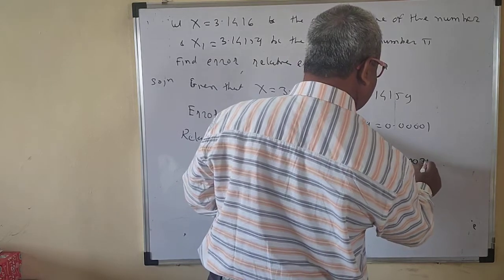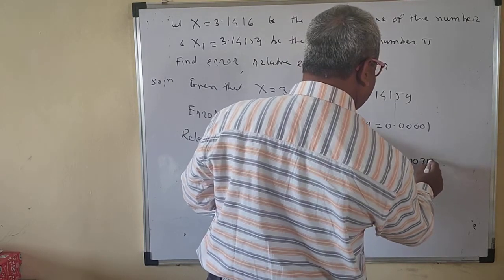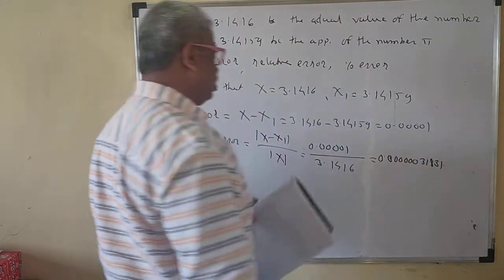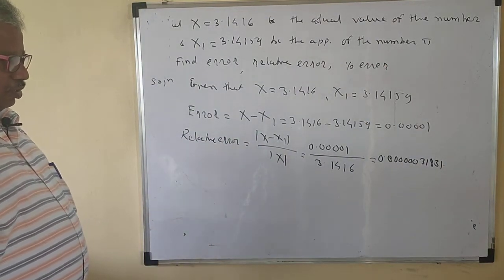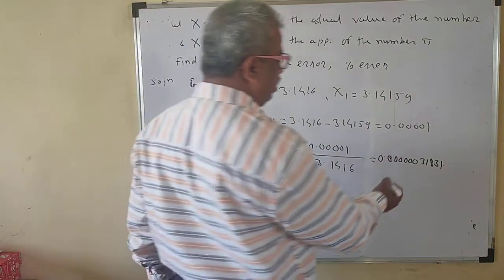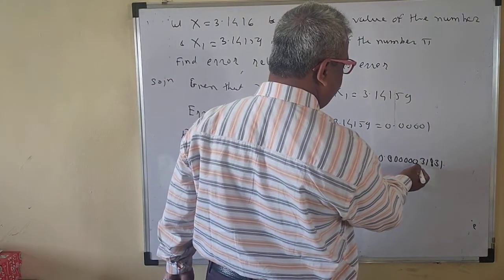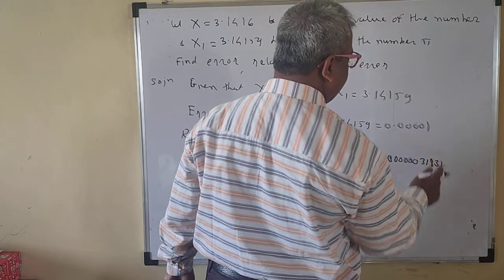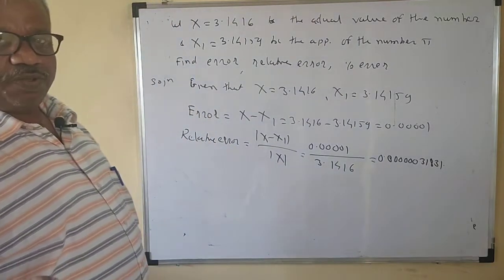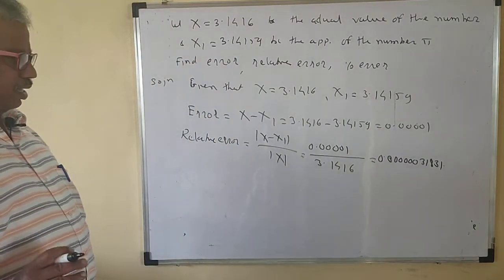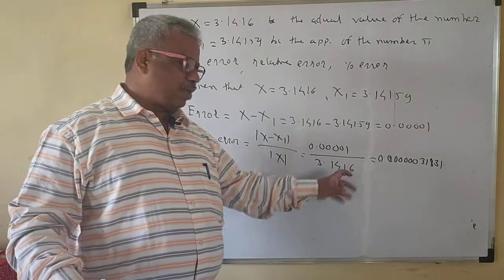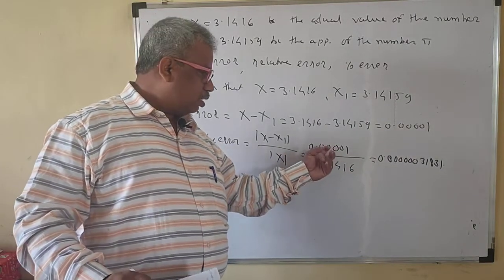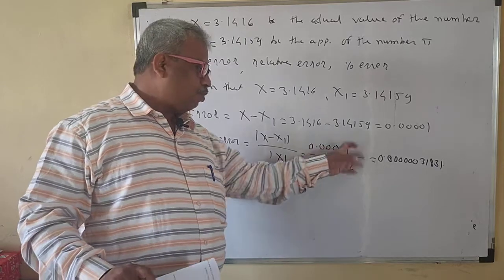So now see how many digits are there: 1, 2, 3, 4, 5, 6, 7, 8, 9, 10, 11. So your calculator should have 12 or more digits. Then this will give the correct value. Otherwise, you have to find 1 upon this one, and then just manage the 5 points.